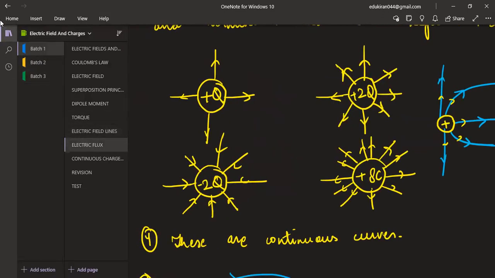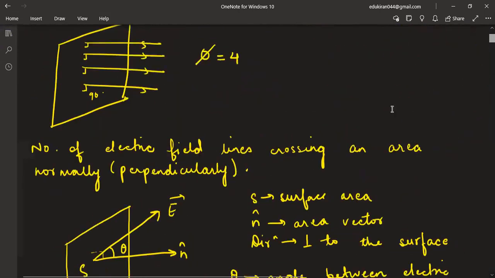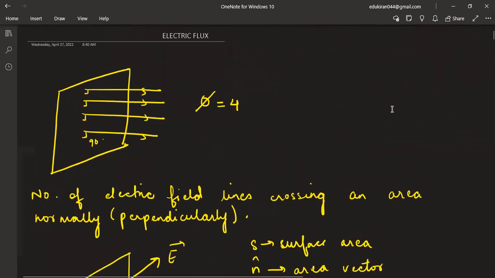And electric flux is the most important topic. I'll suggest to all of you, when you are revising electrostatics, start from electric flux only. Complete electric flux, because this is the most important topic. Questions are asked frequently from electric flux, and some sorts of questions have been repeated, which I'll let you know. Let me discuss it then.